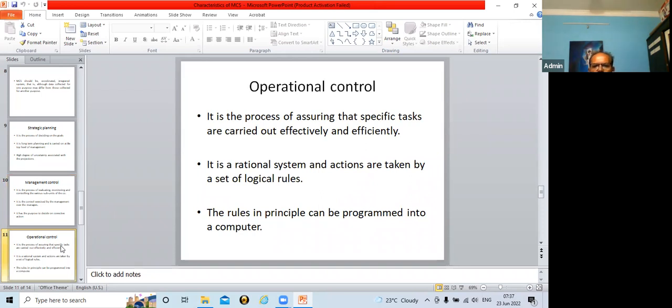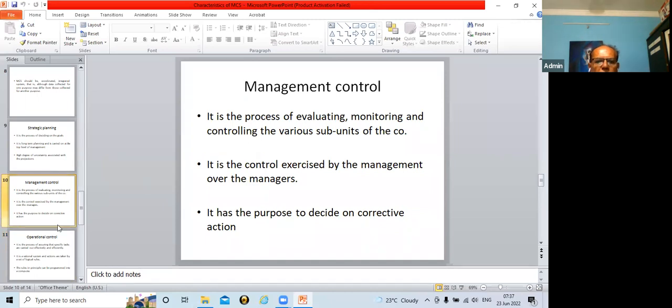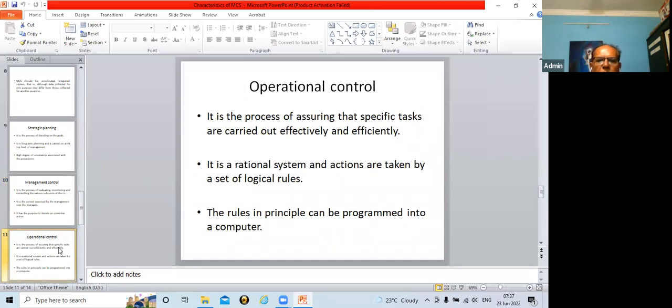Then you have to write for operation control. It is the process of assuring that specific tasks are carried out effectively and efficiently. See, it talks about the specific task. It is the process of assuring, whereas management control is the process of evaluating. This is the difference between management control and operational control. Again, I repeat, in examination you may be asked to differentiate between management control and operational control, or what you mean by management control and operational control from the enterprise performance management point of view. There you need to mention this point.